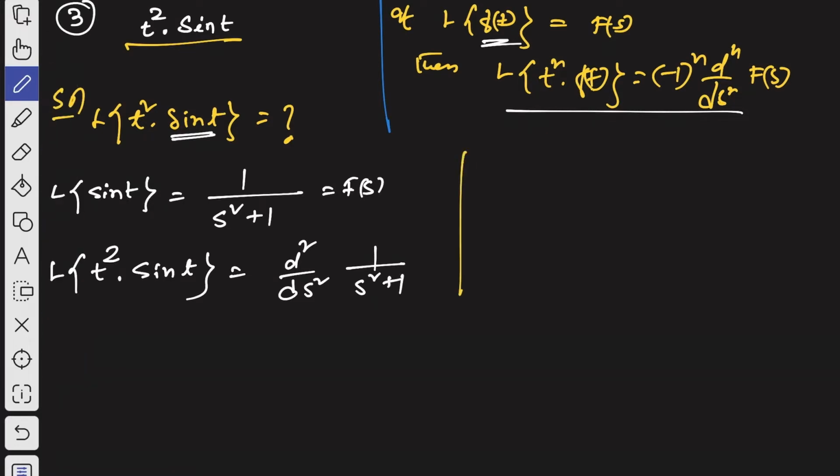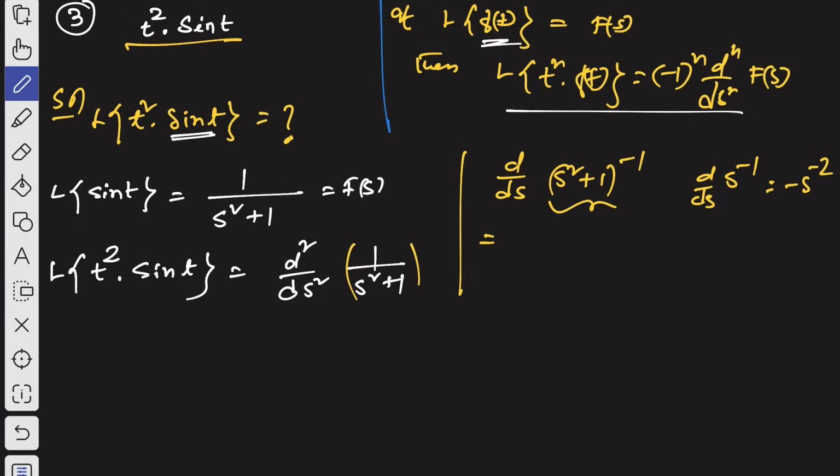Now you see, we have a second order derivative, which means we need to differentiate it twice, right? So if you differentiate it once with respect to s, this 1 by s square plus 1 can be written as (s square plus 1) whole to the power minus 1. So you can consider this whole thing as s, then s to the power minus 1. If you differentiate it with respect to s, then you should get minus s whole to the power minus 2. But here, instead of s we have now s square plus 1, right? So it is a function of a function. Again we need to differentiate this expression within the bracket.